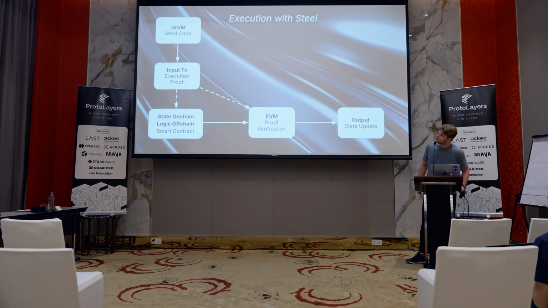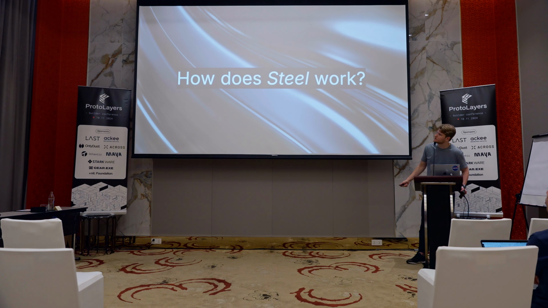Now with Steel, it's a little bit different because we have some Steel code in the zkVM and that's actually carrying out some execution. Basically the input transaction and the EVM here are always doing the same thing when you use Steel. They're going to send through the proof in the calldata and we're going to verify the proof on chain. That's pretty much all the EVM is handling, and some state updates. So then you can think about the smart contract as keeping the state, and the logic will be off-chain using Steel. So how does that work exactly?